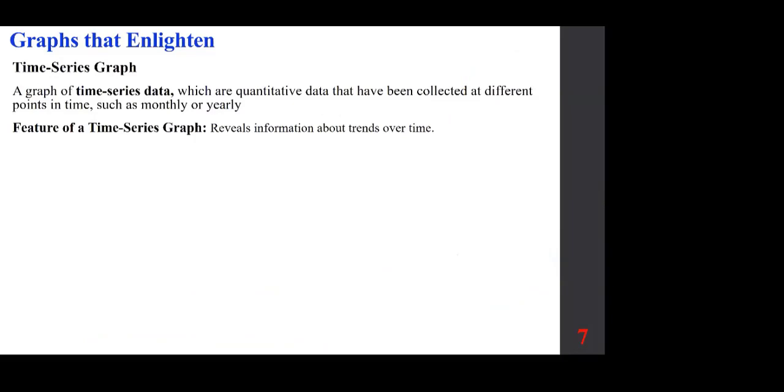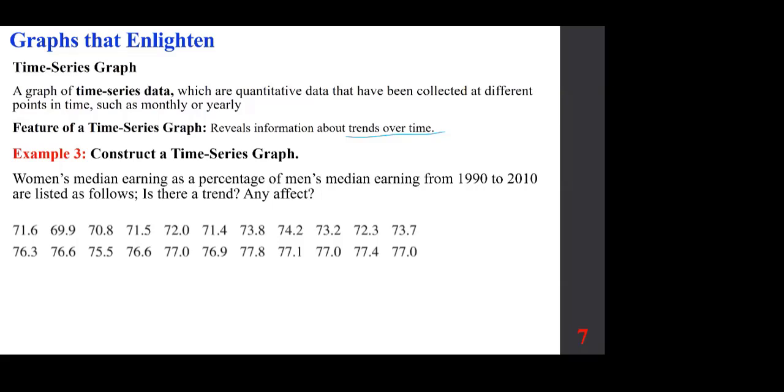Now, the next one is a time series graph, a graph of time series data, which are quantitative data that have been collected at different points in time, such as monthly or yearly. And normally, they reveal some sort of a trend over time. So with that being the case, here's an example. We are given women's median earning as a percentage of men's median earning from 1990 to 2010, and we want to see what's happening. Do we see a trend or not?